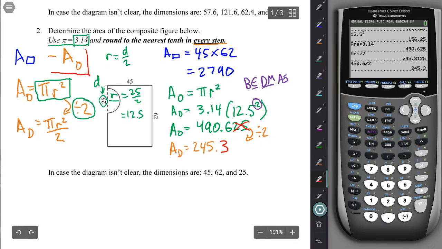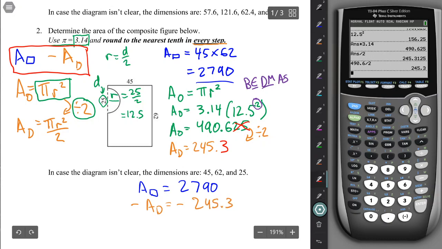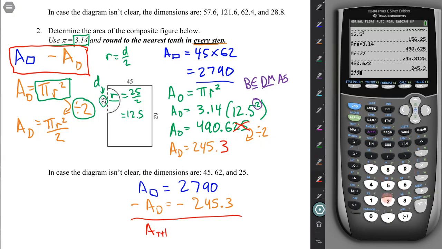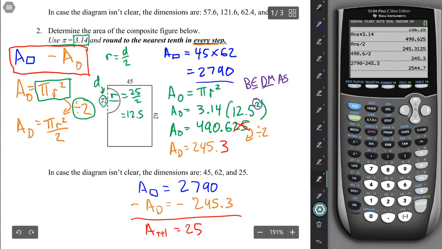And our strategy was that we need to do our rectangle minus our semicircle. So the area of the rectangle we found was 2790. And then we're going to take away the area of our semicircle. So minus 245.3. And that will give us our area total. So 2790 minus 245.3 gives us 2544.7. Beautiful. So this is one where the semicircle was going into the rectangle.